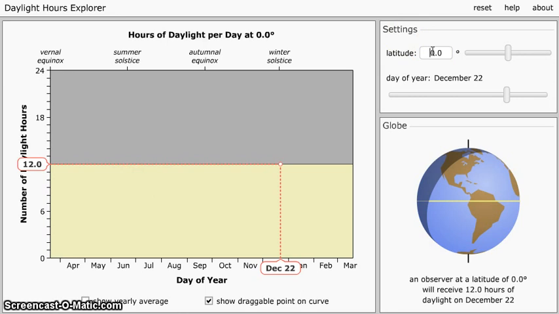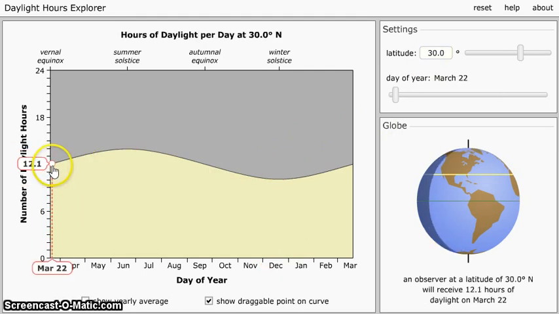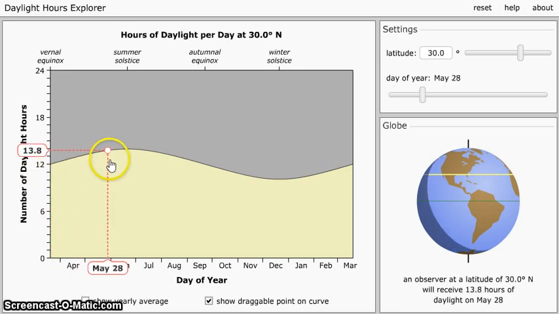But now we're going to go to 30 degrees north. And let's see, March 21st. So we live at 30 degrees north, and now we have a little bit of a wave to our graph. March 21st, again, it's an equinox, so it's going to be 12 hours of daylight. For us in the northern hemisphere, June 22nd is our summer solstice, and it's also our longest day of the year. If you're at 30 degrees north, your longest day of the year is about 13.9 hours, so just under 14 hours of daylight. Okay?